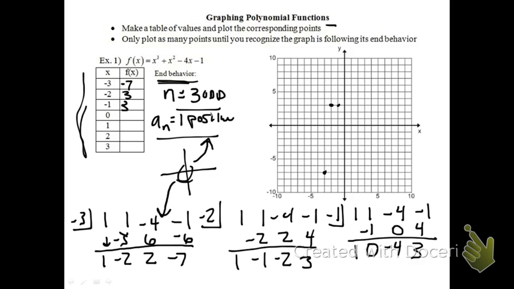If you plug in 0, I don't know if we need to do synthetic division for that. You know, all those terms wipe out. You get just -1. So 0, -1 is right there.